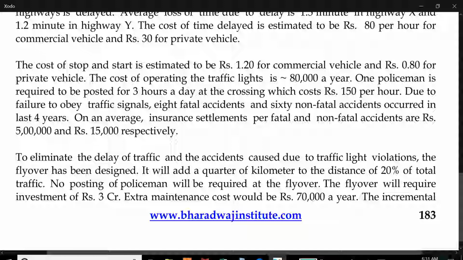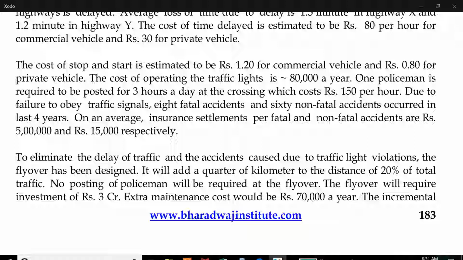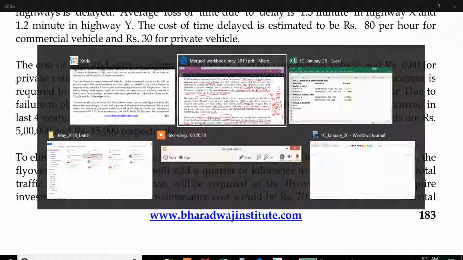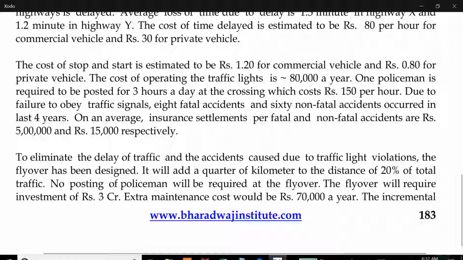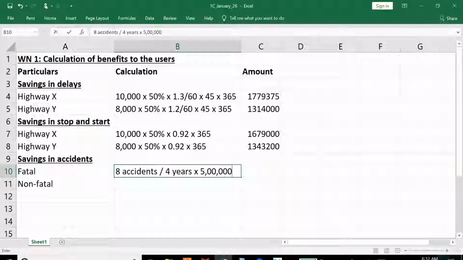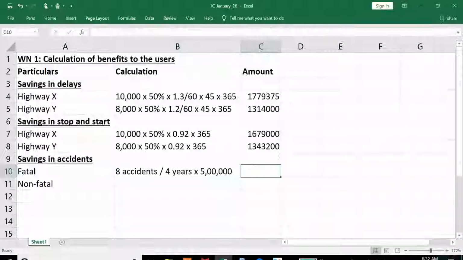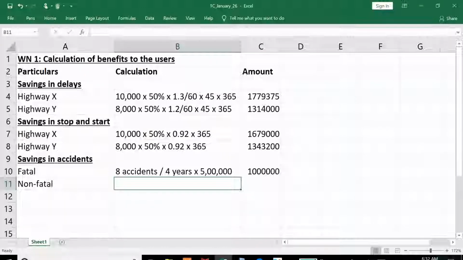Now coming to the accident part, how many fatal accidents have happened? Due to failure to obey traffic signals, 8 fatal accidents and 16 non-fatal accidents occurred in last 4 years. Last 4 years, I am doing calculation everything for a year as of now. So 8 accidents divided by 4 years. What's the cost of a fatal accident? 5 lakhs. 8 accidents divided by 4 years into 5 lakhs.